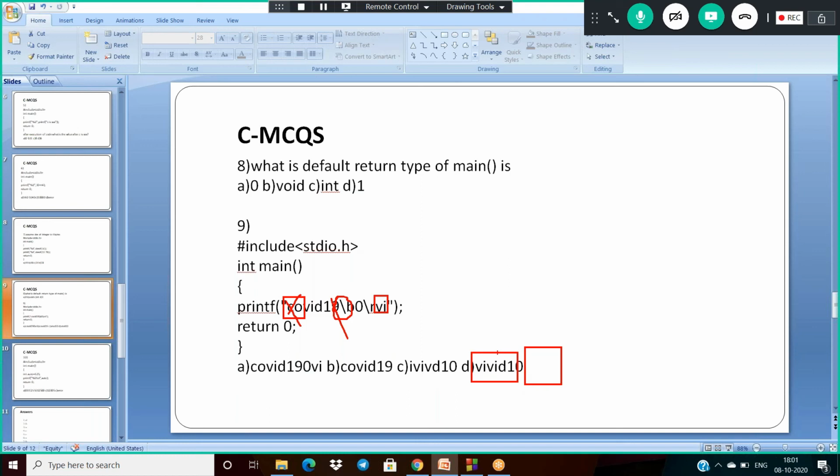So backslash r is carriage return here. Carriage return means it's replaced with the starting character. So after backslash r, two characters means two characters are replaced. After backslash r, one means one character is replaced. Backslash b means it removes the preceding character, like backspace on your keyboard.